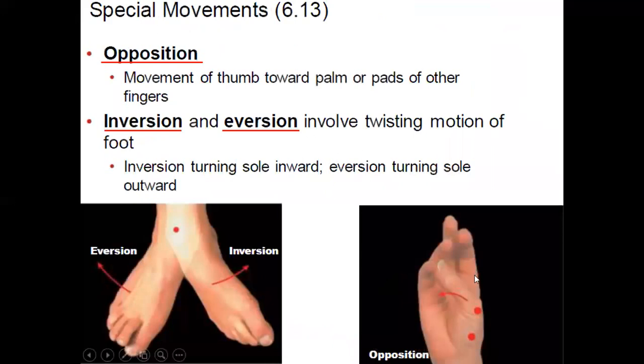Opposition is specific to the thumb. Basically, you take the thumb and touch the opposite side of the palm of your hand, or the pads of your fingers. Inversion and eversion are also specific to the ankle. Inversion is moving the base of your foot, the sole of your foot, the bottom of your foot, inward. Eversion is turning it away.